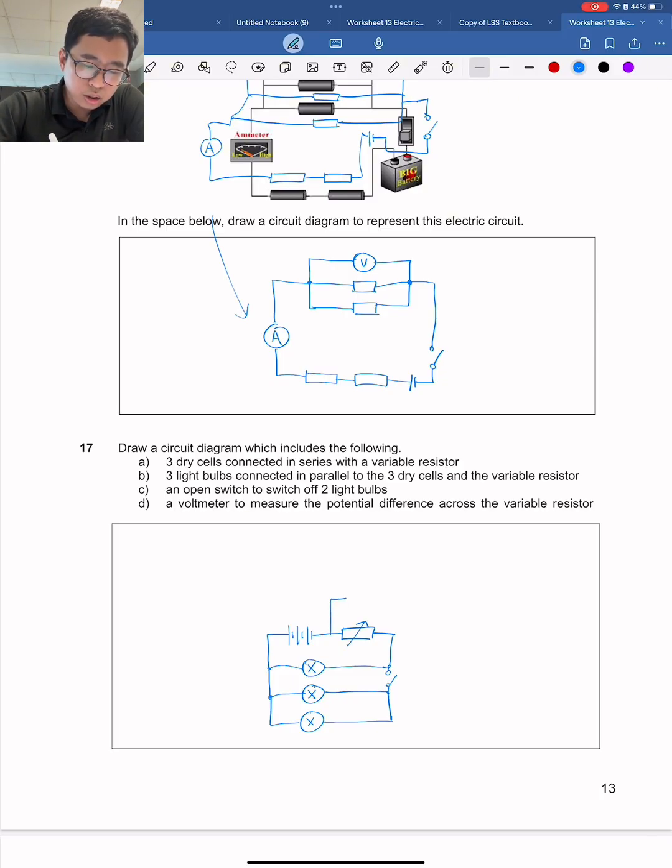Okay, so we need a voltmeter. Okay, let me draw my light bulbs nicer as well. The X needs to extend to the circle. Okay, so we have the dry cells connected in series with the variable resistor, 3 light bulbs. Okay, and then you have your open switch, and then you have your voltmeter.